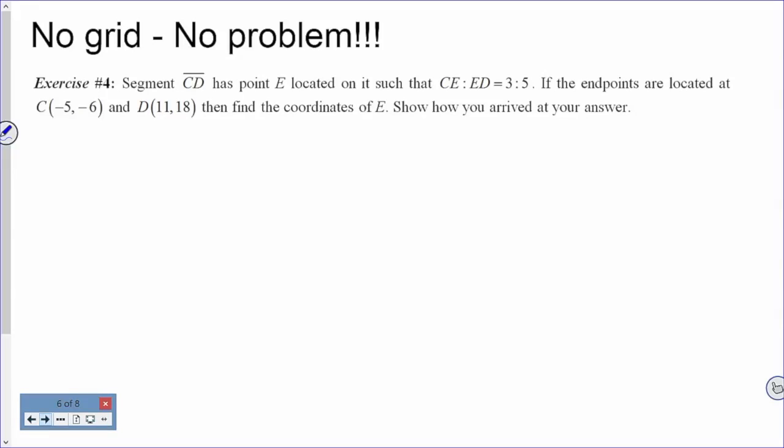Here we go. Exercise number 4. Segment CD has point E located on it such that CE to ED is 3 to 5. If the endpoints are located at -5, -6, and 11, 18, then find the coordinates of E. Show how you arrived at your answer.